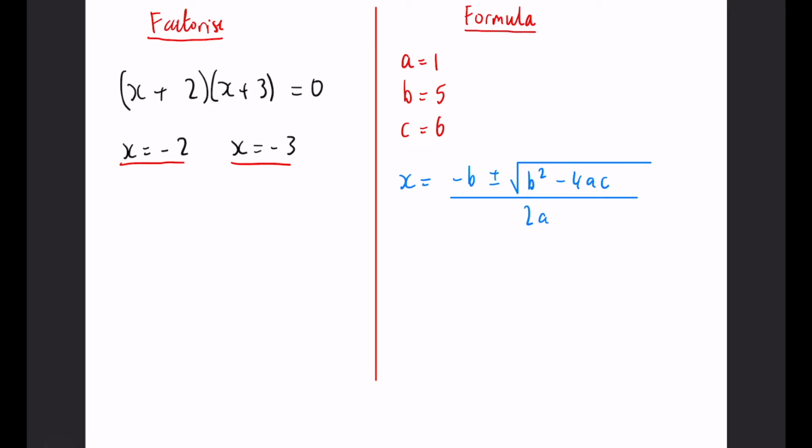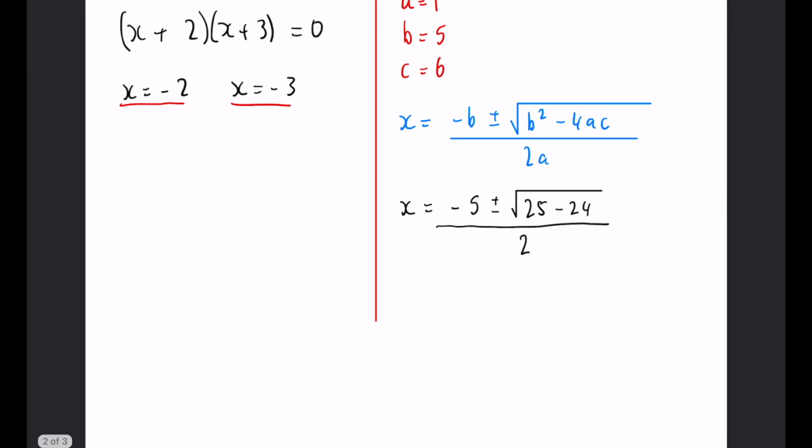Now, if we substitute our numbers in, so x equals minus, we know b is 5, so minus 5 plus or minus the square root of b squared, which is 25, minus 4ac, so that is minus 24. And then divide that by 2a, so a is 1, so that is just 2. So, simplifying this down a little bit, we have x equals minus 5 plus or minus, now the square root of 25 minus 24, that makes 1. So the square root of 1 makes 1, and then over 2.